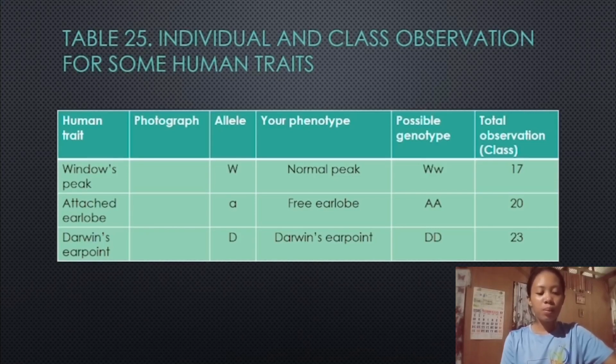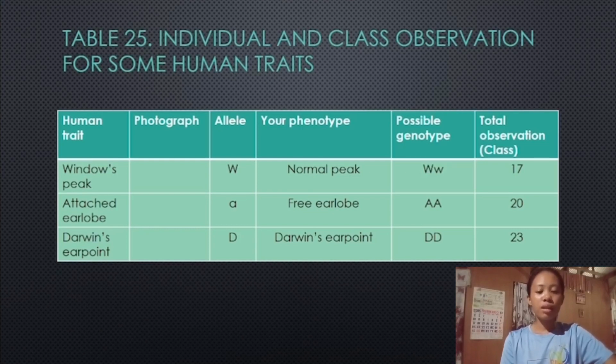Its allele is a big letter F. Phenotype is normal tongue. Its genotype is homozygous dominant FF, and its total class observation is 24.